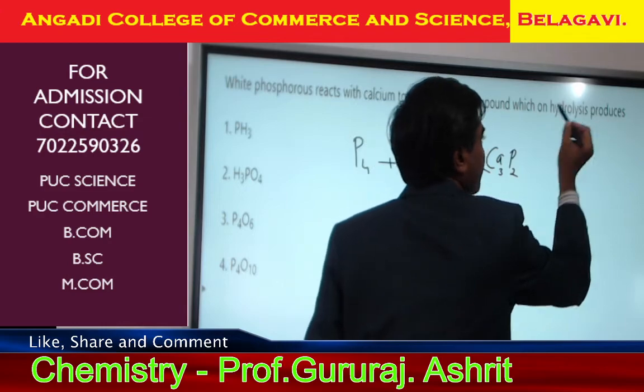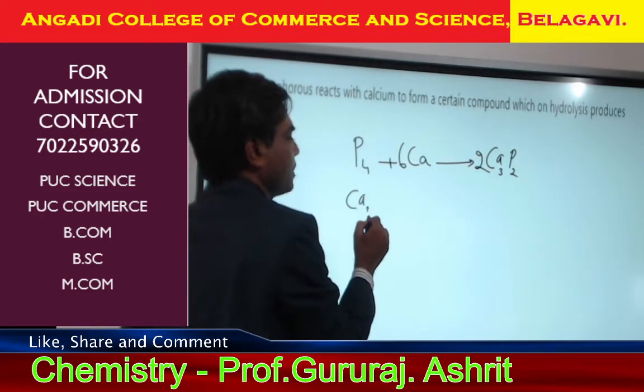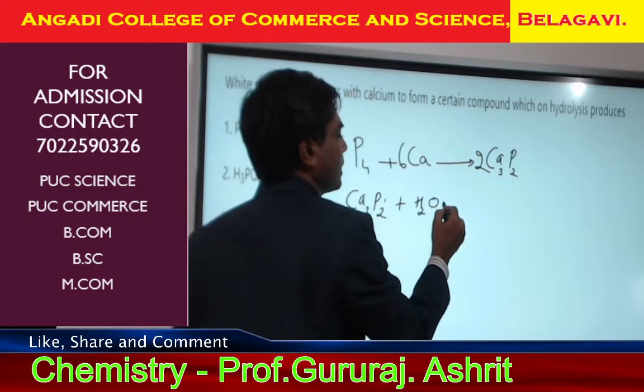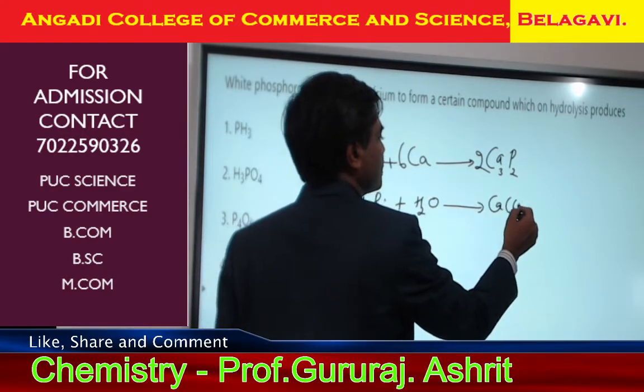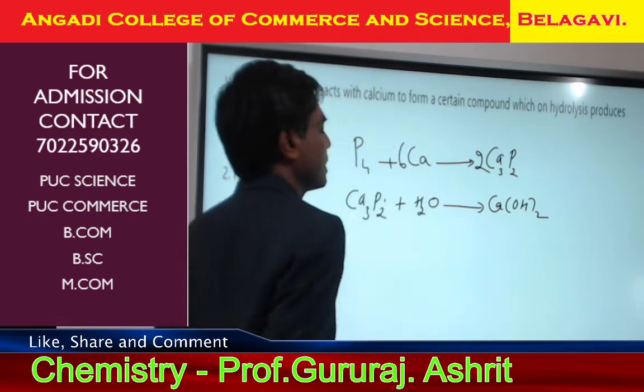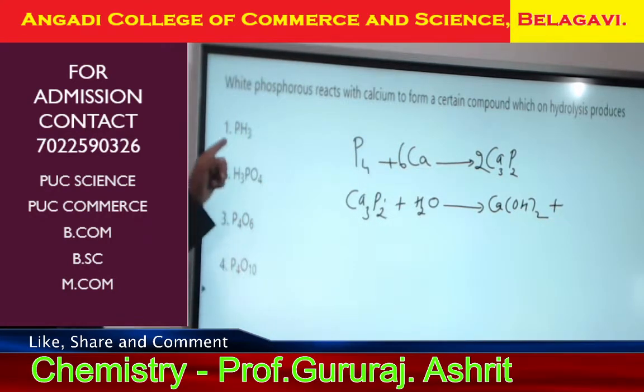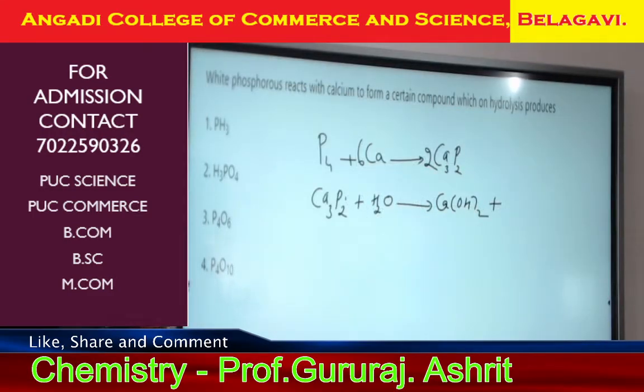And on hydrolysis, what does he ask? If you take Ca3P2 and react it with water, H2O, you get Ca(OH)2 plus another product. What is that product? Let's see the options: PH3 phosphine, H3PO4 phosphoric acid, P4O6 (compound does not exist), P4O10 phosphorus pentoxide.